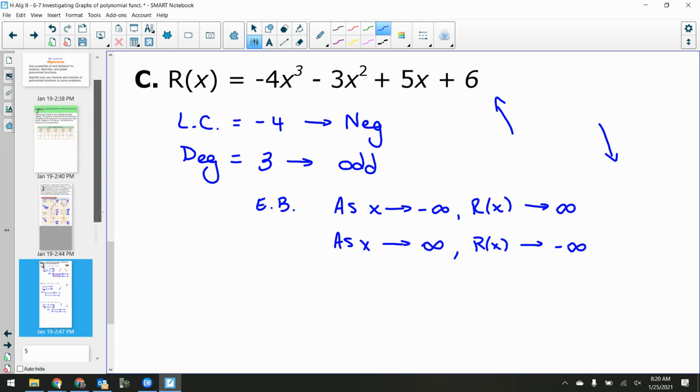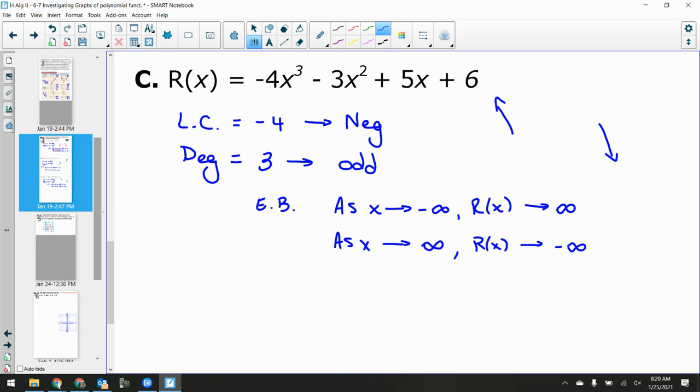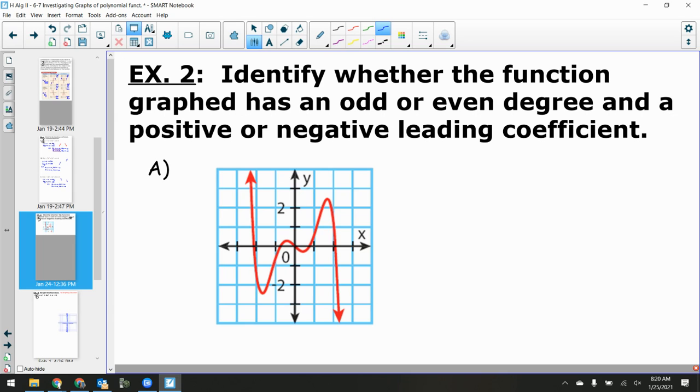Now, we've discussed the end behavior. We've discussed all of these things about the graph. Oh, sorry, we've got to now flip it. Sorry, I thought we were going to graph next. Identify whether the function graph has odd or even degree and positive or negative leading coefficient. So we just kind of have to match our dance to the graph. All right, is it this? Is it this? Is it this? No. Is it this? Yes.